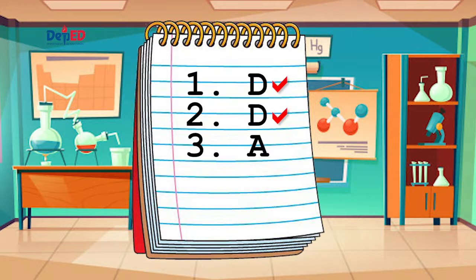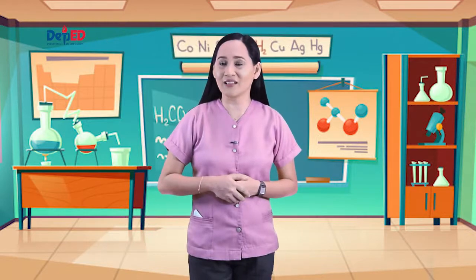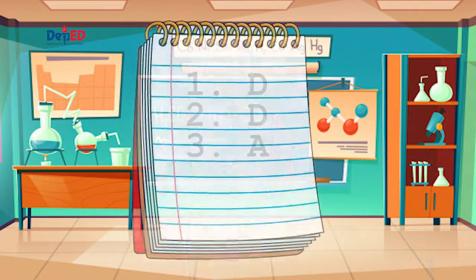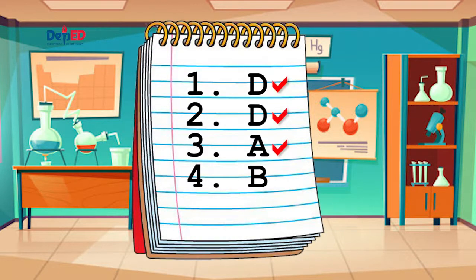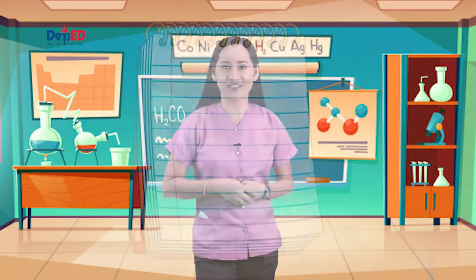Number 3. If your answer is letter A, aluminum foil, you are correct. That is because metals like aluminum are good conductors of heat. They absorb heat very easily. Number 4. If your answer is letter B, rubber band, you are correct. Rubber band has the ability to be stretched and return to its original shape when the stress is removed.